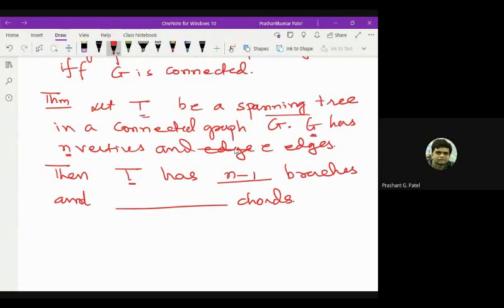Now how many chords will there be? What is the definition of a chord? Those edges which do not exist in T. So the total number of edges is E, minus (n minus 1). That is E minus n plus 1. That many chords will be there. Okay.